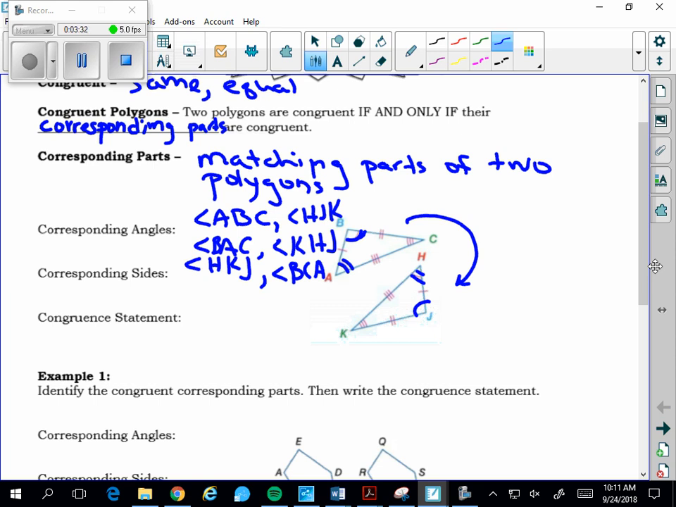The next one it asks us to look at is the corresponding sides. Same thing goes there. If I turn that top triangle, the sides are going to fall right on top of each other, and again, it's showing us that we've got some equal sides. The first one I'm going to look at is AB, right here. Its corresponding side on the other triangle is HJ. Then I've got BC and KJ, and finally AC and HK.